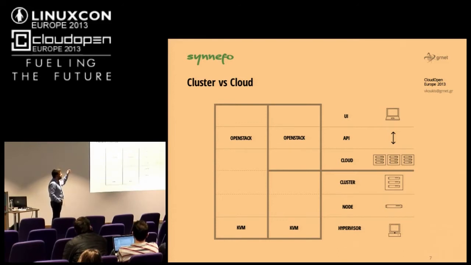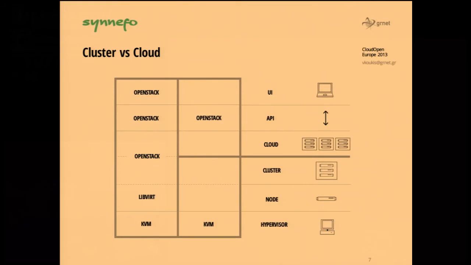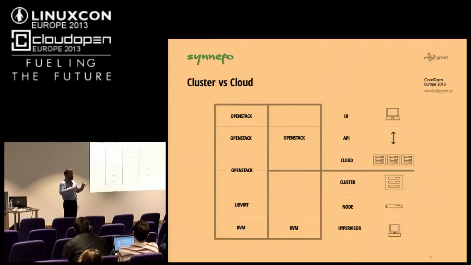So we choose the OpenStack specifications, and we choose KVM for the low-level hypervisor. And then OpenStack kind of crosses this management barrier, and you have the same software, you have the same database holding data for all your VMs.